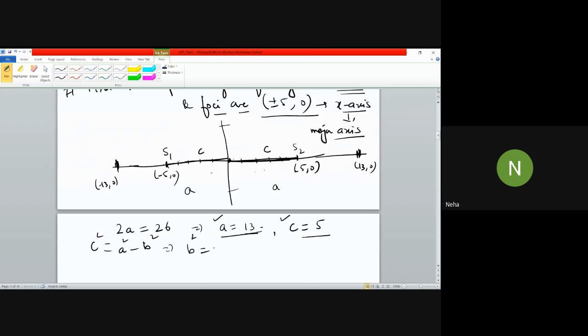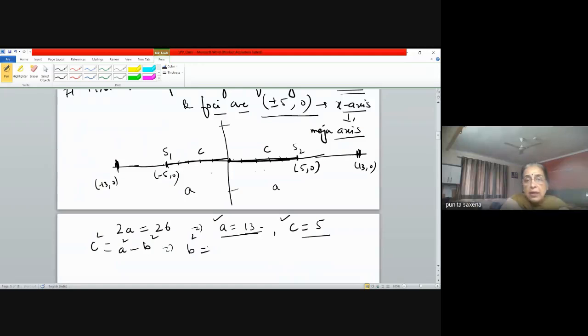B is plus minus 12, ma'am. Actually, B square is 144, right? So yes, B is plus minus 12. So that means we have to extend 12 units up and 12 units down for the endpoints of the minor axis. Is it okay? Now, your A square is 169 and B square is 144. So definitely it shows that your x-axis is the major axis.